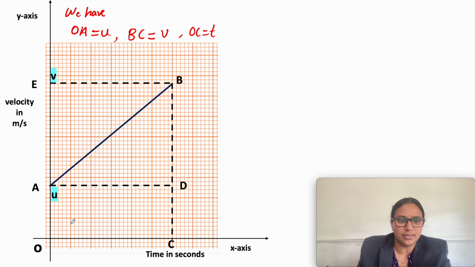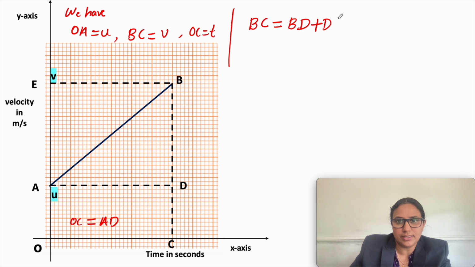And also we know that OC is equal to AD, since AD is drawn parallel to OC. So from this graph, we can write BC as equal to the sum of BD plus DC. That is, the total distance BC is equal to BD plus DC, and DC is nothing but OA.